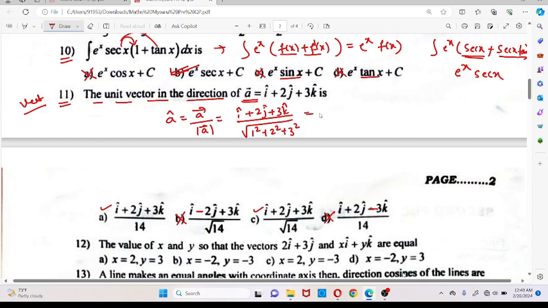So my question will get the answer I cap plus 2j cap plus 3k cap divided by square root of 1 square is 1, 2 square is 4, 3 square is 9. So ultimately I will get root 14. So without thinking further, option C will be the right answer. Option A is wrong because the under root is missed here.